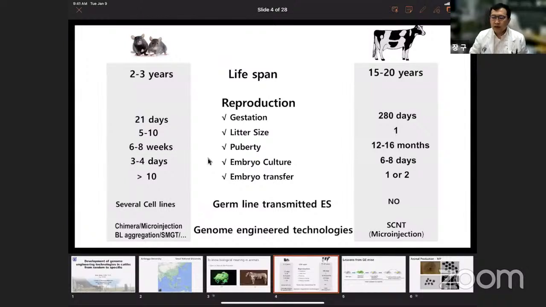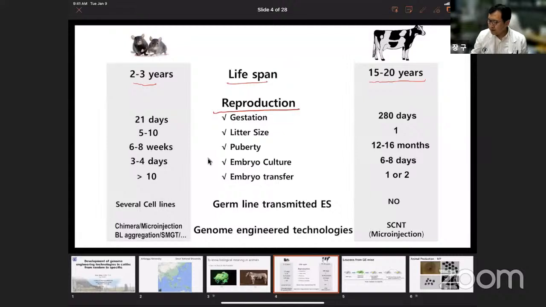So this is how big the difference is between the mice, the rodent, and the cattle. Maybe you are all veterinarians, the best school. So this is kind of basic information for us. The mouse lifespan is 2 or 3 years. The cattle, 15 or 20 years.